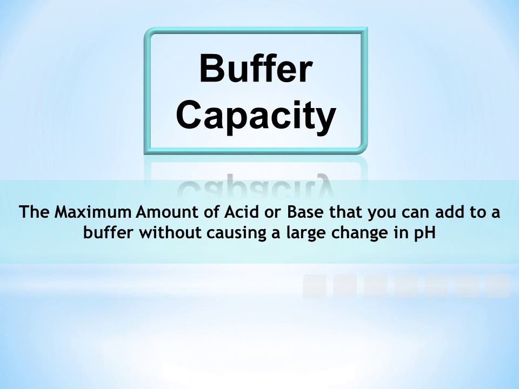Buffering capacity. The maximum amount of acid or base that you can add to a buffer without causing a large change in pH is called the buffer capacity.